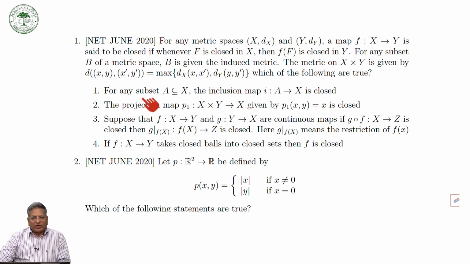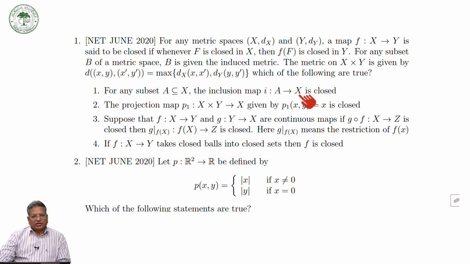Number 1: for any subset A of X, the inclusion map i from A into X, so i(A) is a subset of X. If we take any closed subset of this, the image of this would be a closed set.